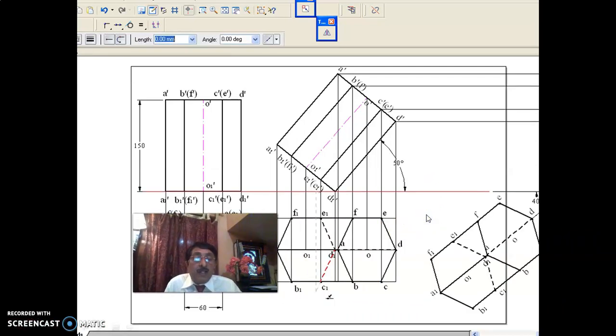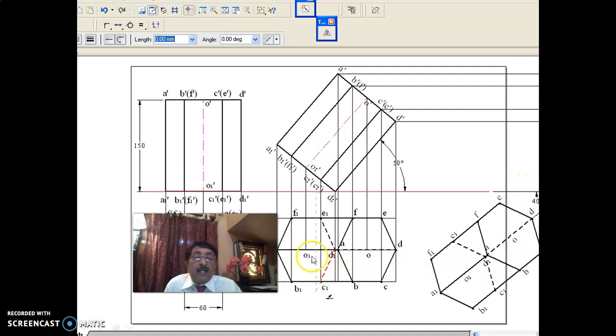Now the question says the top view of the axis, that is OO1, is inclined at 40 degrees to VP or the XY line. Since the inclination is kept constant, I don't change the inclination. Without changing it, I am just rotating the solid, that is the prism, in such a way that the top view of the axis is inclined at 40 degrees to VP.